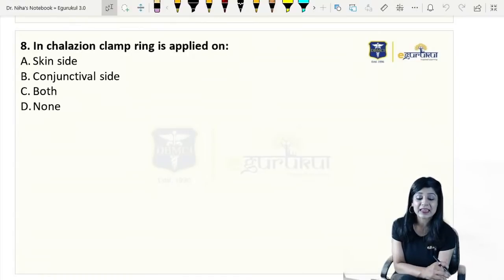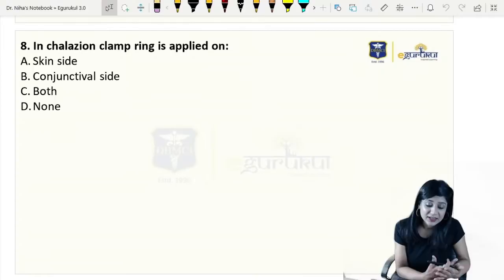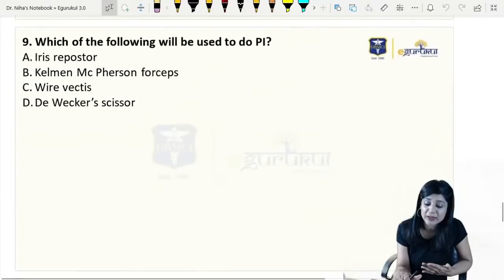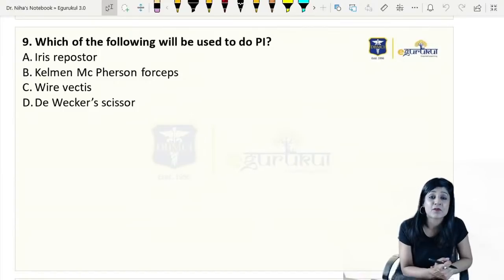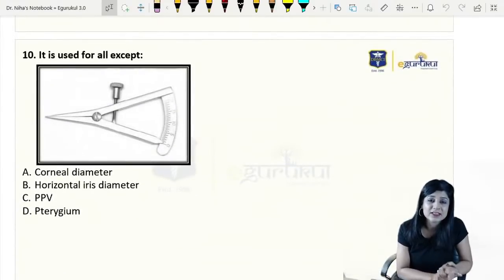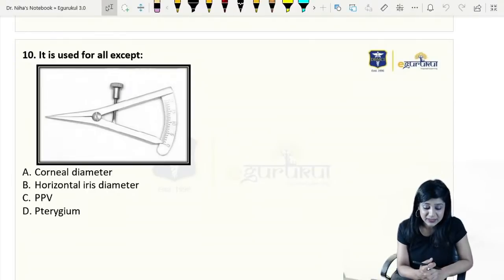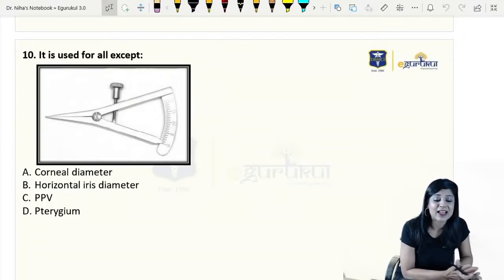Chalazion clamp ring is applied on which side? Is it the skin side or the conjunctival side? Which of the following will be used to do the PI? Is it an iris repositor, Kalman-McPherson forceps, a wire rectus, or De-Wecker scissors? And what is this? It is used for all except the corneal diameters, horizontal iris diameters, PPV. What is PPV? And then we have the pterygium.